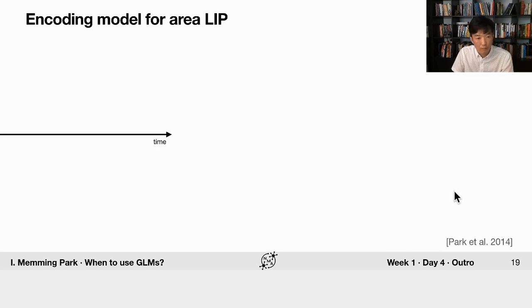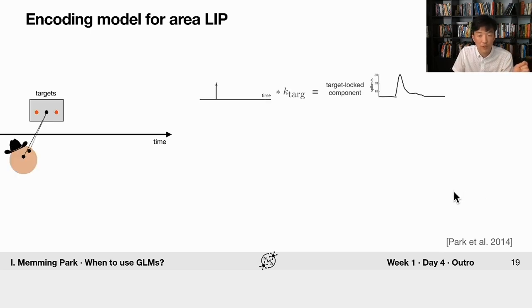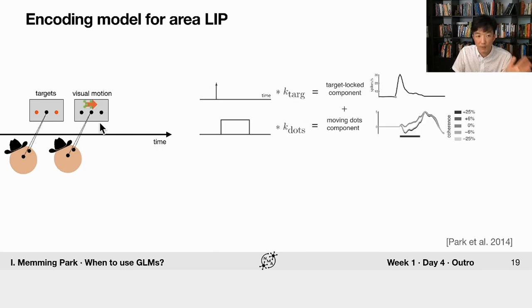So here's how it works. Let me just rehash this for you. So the animal is looking at the fixation point, two targets show up, the timing is indicated by this arrow, which is all zeros and one at this time point. And basically the linear filter corresponding to this target component would give you the firing rate modulation corresponding to that particular event. And there are multiple events.